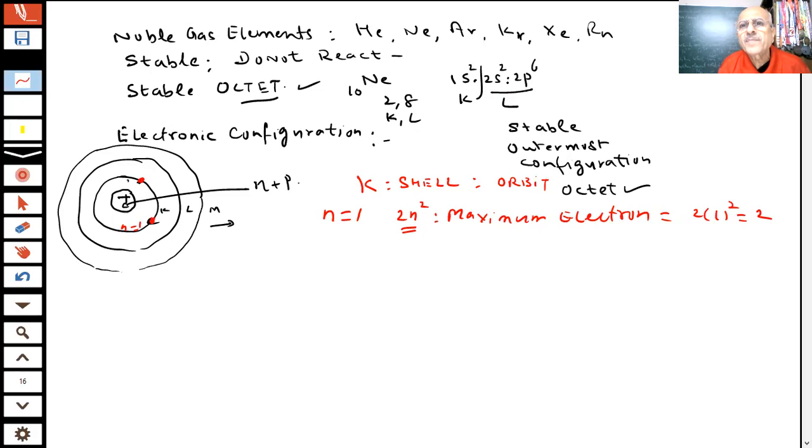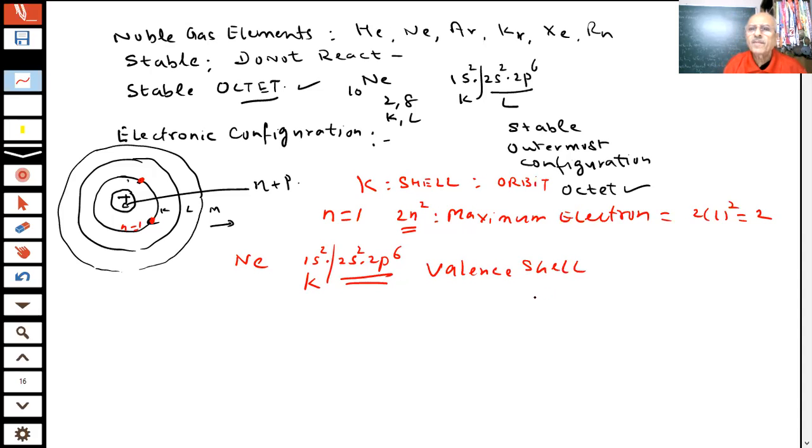Here, what do you see in the L? In the case of neon, I have tried to show 1s2, 2s2, 2p6. This is my first shell. This is the outer shell, which is called the valence shell, students. The outermost shell is called the valence shell because here are those electrons which will take part in chemical bonding, students. Electrons can be lost or electrons can be gained.